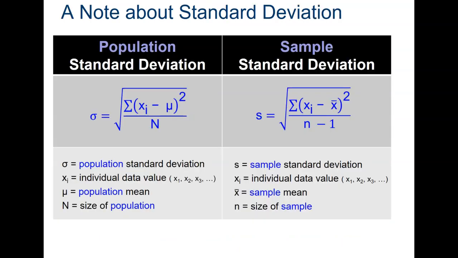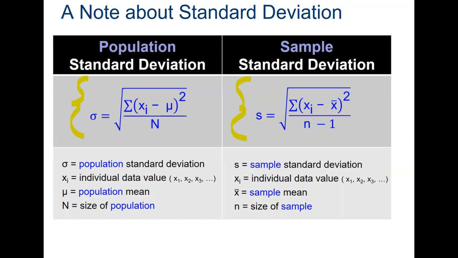These are the two formulas. So we've talked about sigma over here. This is the standard deviation of a population, and this is the sample standard deviation. Go ahead and take a moment to jot down this formula. S is equal to the square root of the sum of the measurement minus the sample mean squared divided by the number of the sample minus 1.